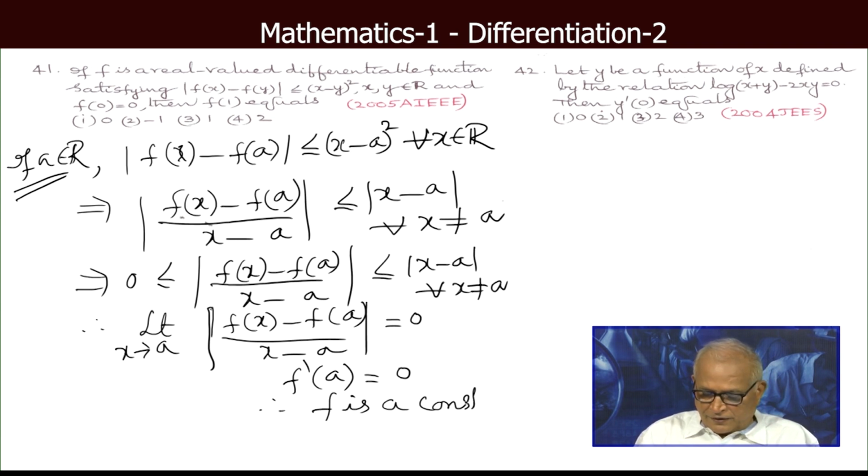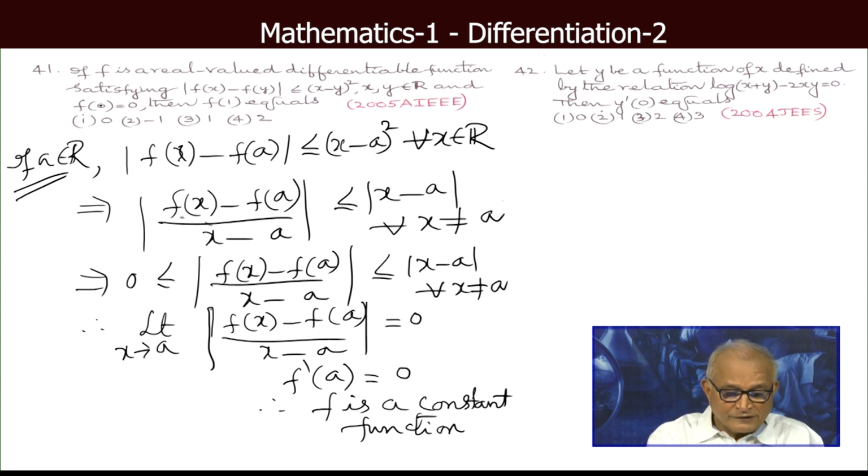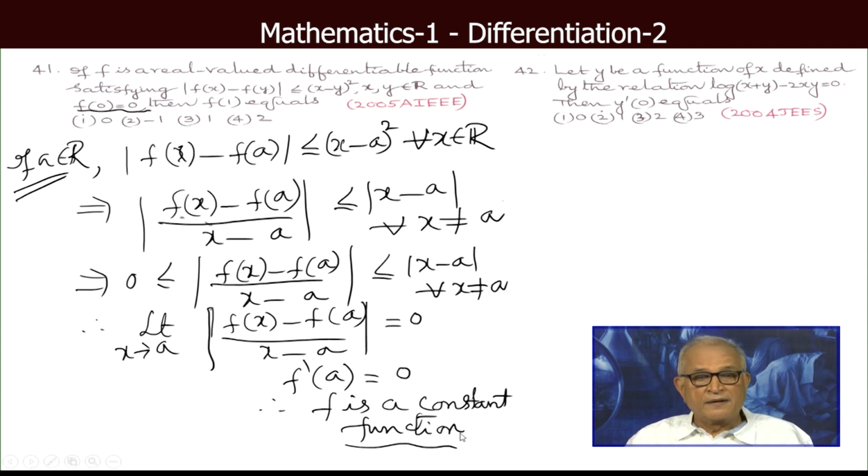F is a constant function. So f(0) is given to be 0. See here, f(0) is 0. F is a constant function. So, what is f(1)? f takes only the value 0. When f(0) equals 0, f being a constant function, the range of f consists of only one element, that is 0 only, one number only. So f(1) also must be equal to 0, which is the first option.